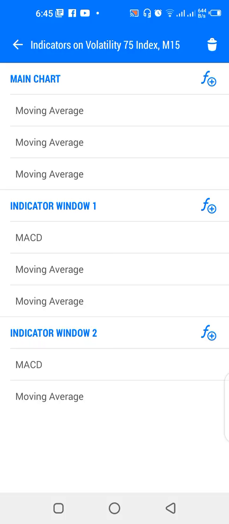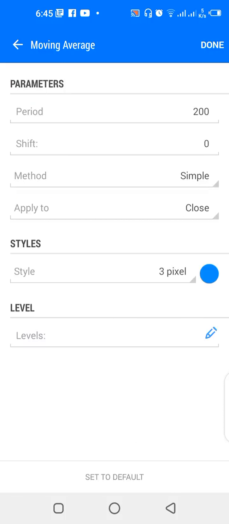Now on the main chart, I have moving average 200, simple moving average. The shift is 0, method is simple, apply to close, color is blue. Then I have 35 linear weight moving average, shift is 0, apply to close, color is red. Then I have 20 exponential moving average, apply to close, shift is 0, color is black. So that's that for the main chart.